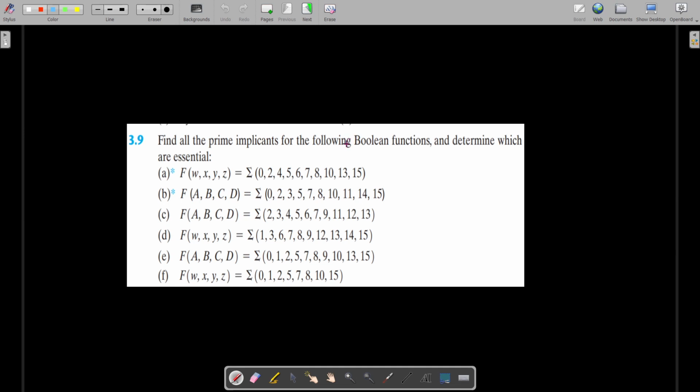Vanakkam. Now we are going to solve problem 3.9c from Digital Design by Morris Mano's 5th edition. The question is to find all the prime implicants for the following Boolean function and to determine which are essential prime implicants. Okay, let's get started.